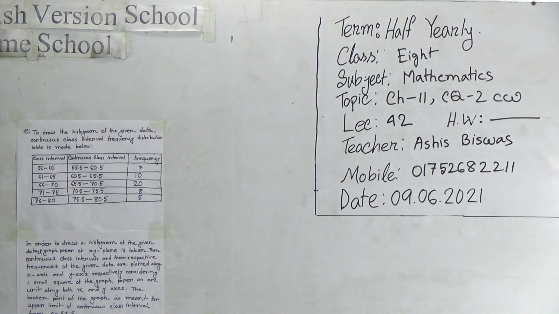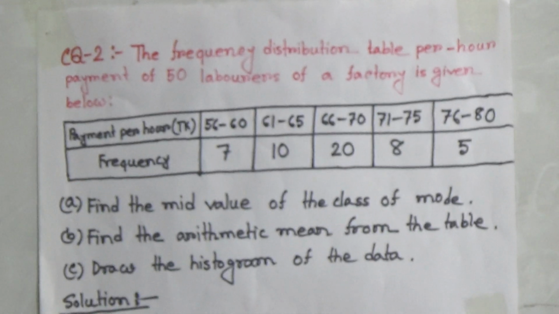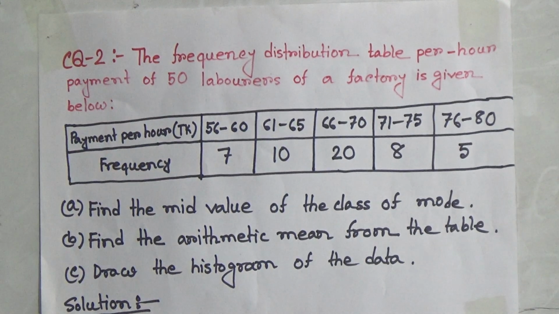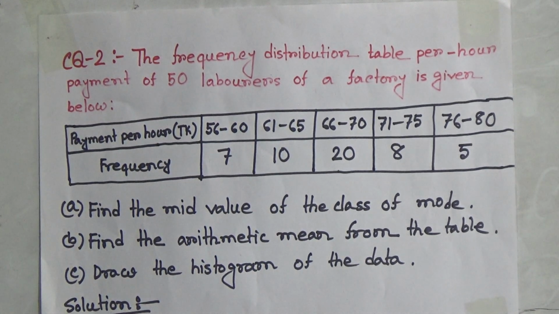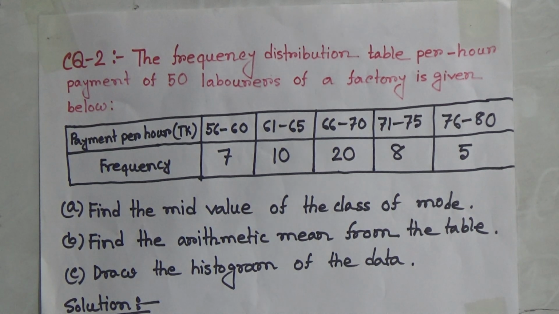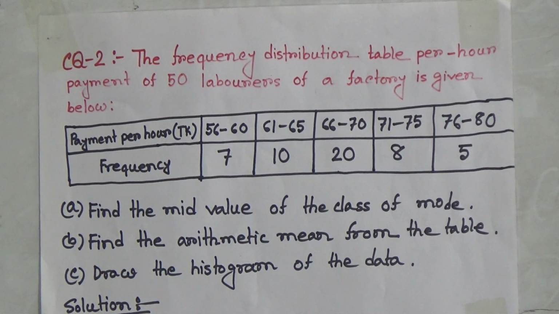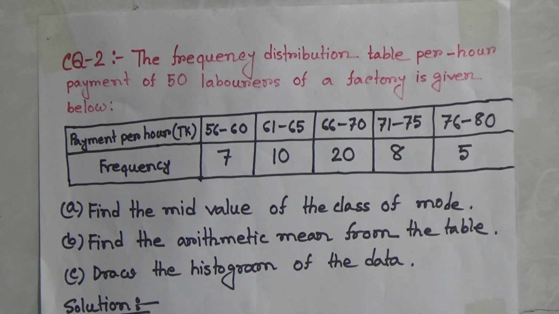Chapter 11, data arrangement, and from the chapter we shall now solve a CQ, which is CQ number 2. In your previous class we have already solved CQ number 1. My dear students, CQ1 and CQ2 are very important for your half yearly examination. Please take preparation. Okay, so CQ number 2, please notice the question first.